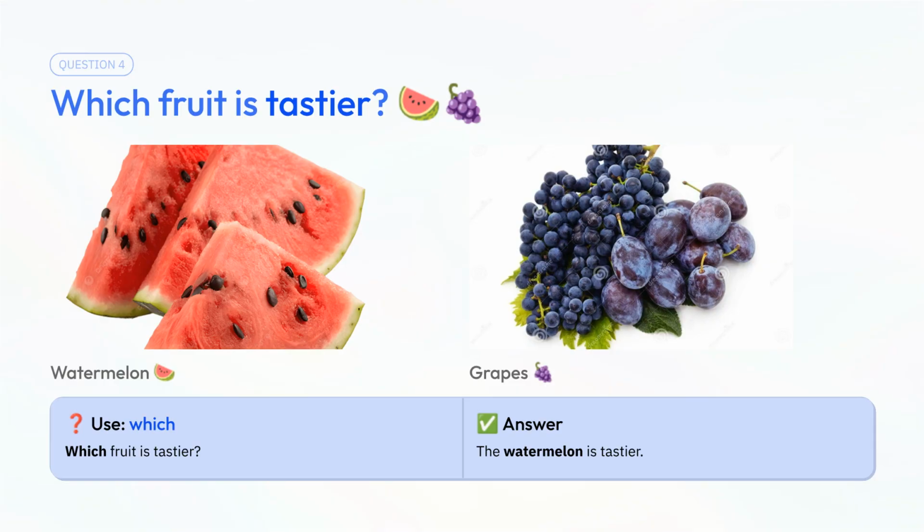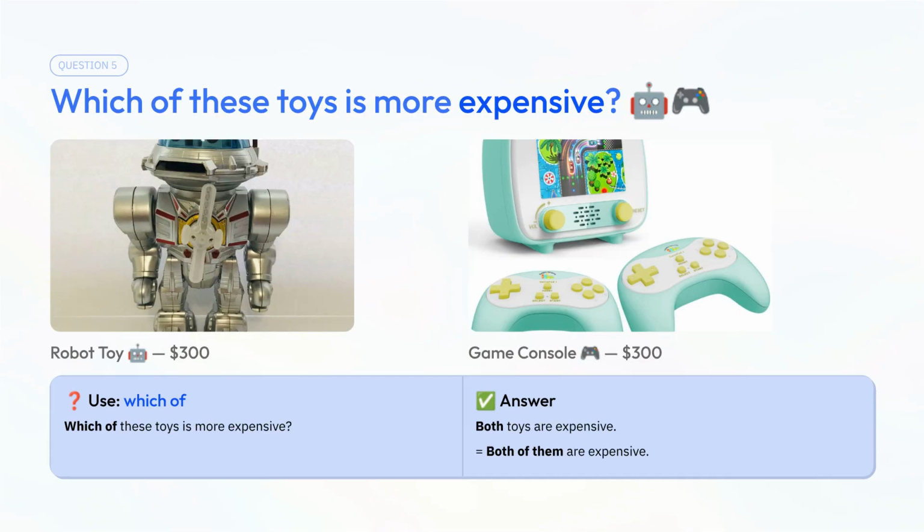Question 4 compares watermelon and grapes. Using which, the question is, which fruit is tastier? The answer is, the watermelon is tastier. Question 5 compares a robot toy and a game console, which both cost $300. Using which of, the question is, which of these toys is more expensive? The answer is, both toys are expensive, or both of them are expensive.